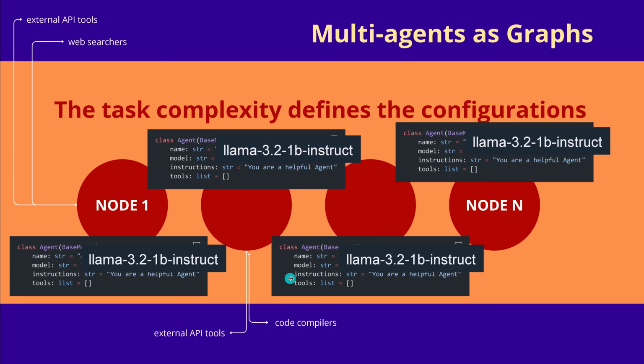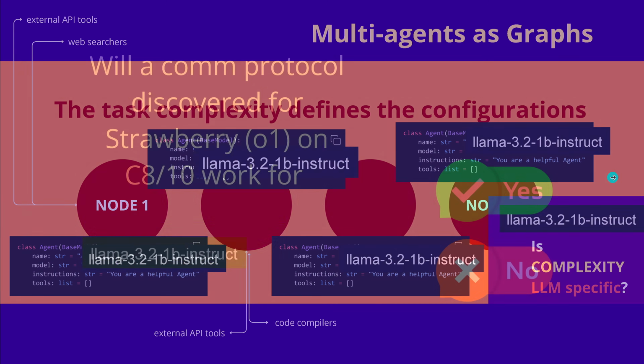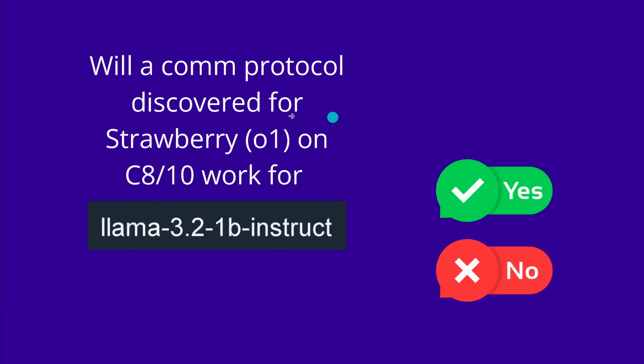And we try to keep the LLM maybe as small and as unintelligent as possible, because then we can put it maybe on an edge device, on a phone, or on an iPad, or whatever. So there is a simple optimization problem. Beautiful. So here, will a communication protocol discovered now for Strawberry on a complexity level 8 out of 10 work if we have a multi-agent system constructed only of a Llama 3.2 1B model? What is your answer? What do you think?